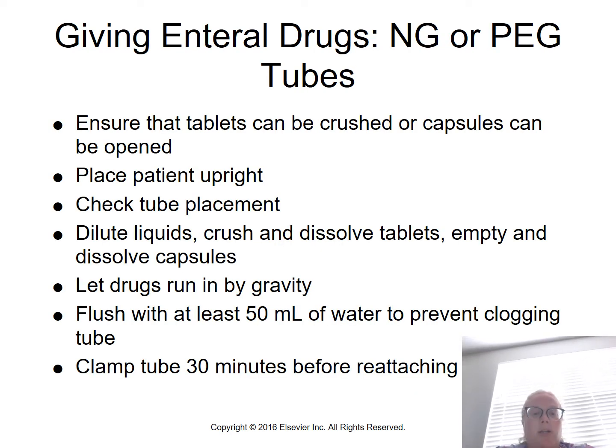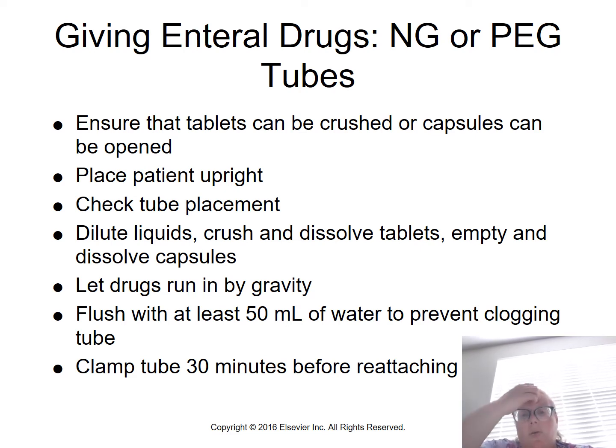Okay, so now we're going to talk a little bit about giving enteral drugs through NG or nasogastric or a PEG tube, which is a percutaneous tube that's inserted. So you want to ensure that the tablets that the patient has ordered can be crushed or the capsules can be opened if you're giving drugs through a tube. You want to place the patient upright. This helps to prevent the patient from aspirating. You want to check the tube placement, so follow your facility's protocol to do so, to make sure that the tube is in the correct place.